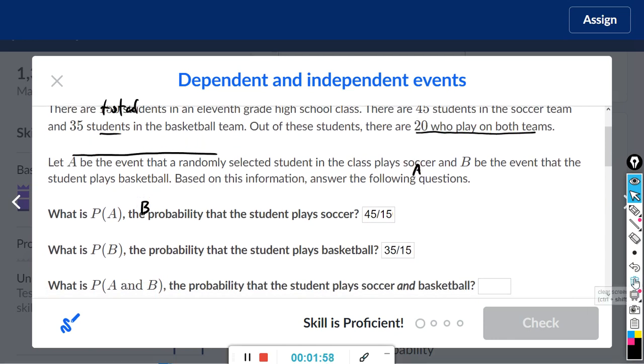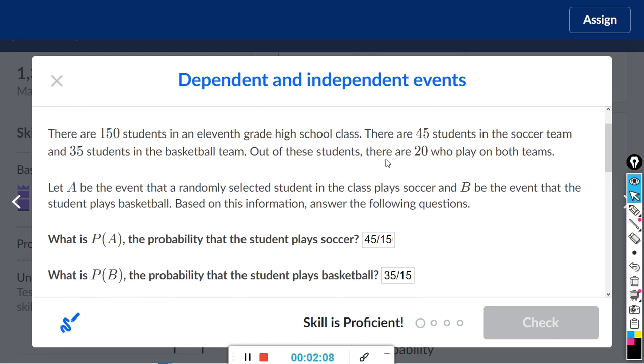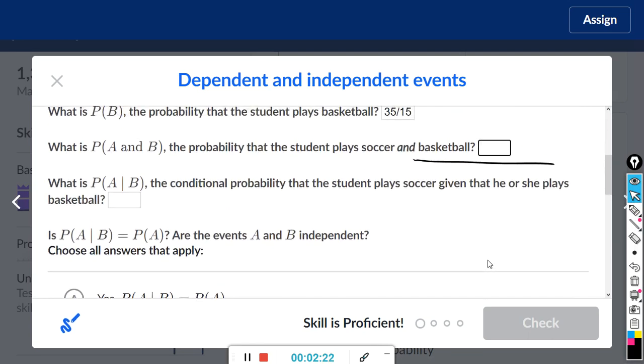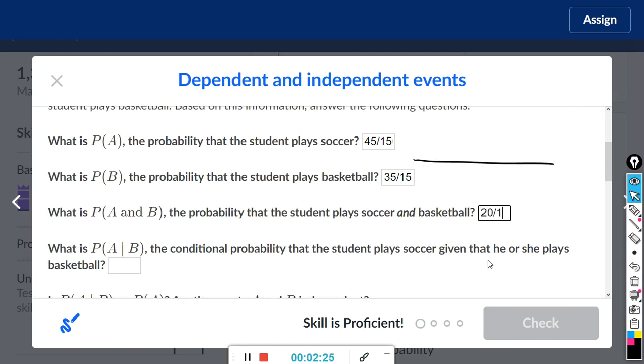What is the probability of A and B? The student plays soccer and basketball. Well, it says right here, there are 20 who play on both teams. So that's going to be 20 out of 150. So click in the box, 20/150. And what is the probability of A given B?